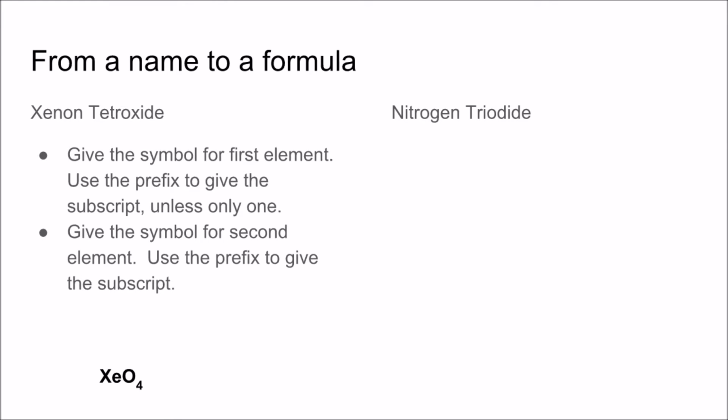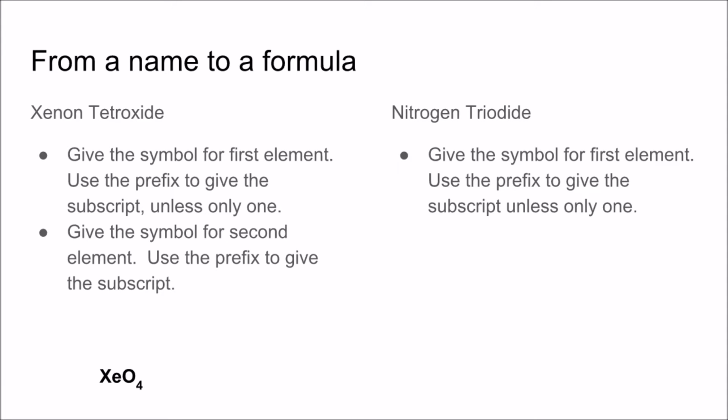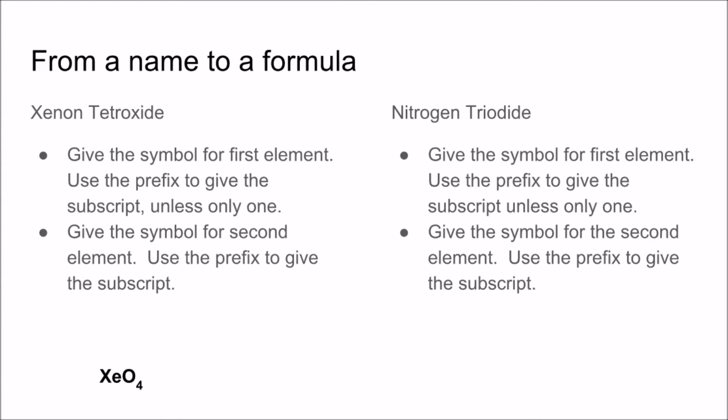Nitrogen triiodide, a cool little explosive. Again, we're going to give the symbol for the first element, and since there is no prefix, there must be only one of them. And we're going to give the symbol for the second element and use the prefix to tell us how many there are, so it's NI3.